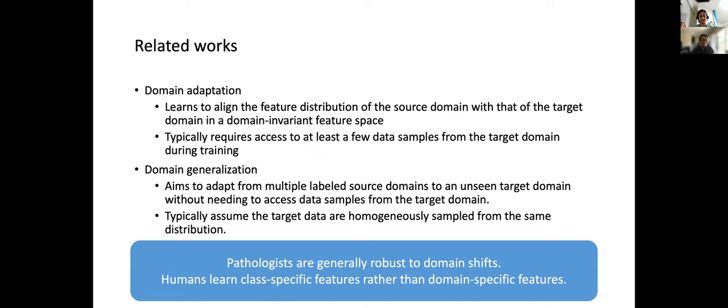There's a lot of advancement in these techniques, but what I had in my mind was the pathologist, or I'm a radiologist, but physicians are generally really robust to domain shift. And I think humans can learn class specific features rather than domain specific features, and they generalize well. For example, a pathologist who was trained in institution A, if he or she moves to institution B, performs really well. You know what I mean? So I would like to have a deep learning model mimic that generalizability by integrating some inspiration of how human experts learn or interpret these images.